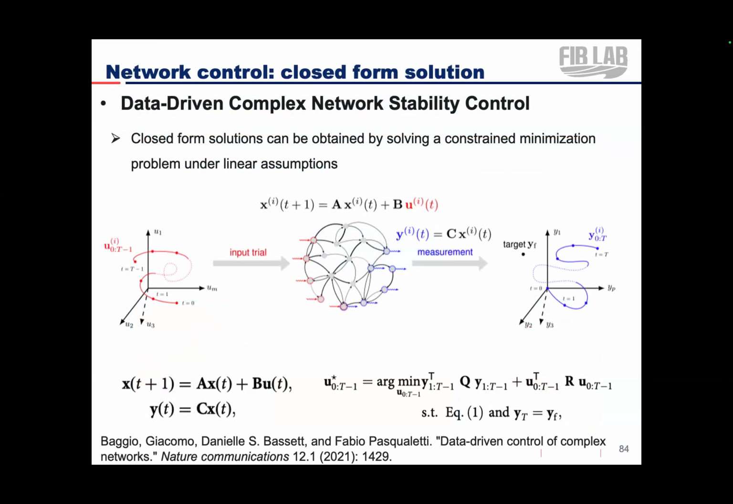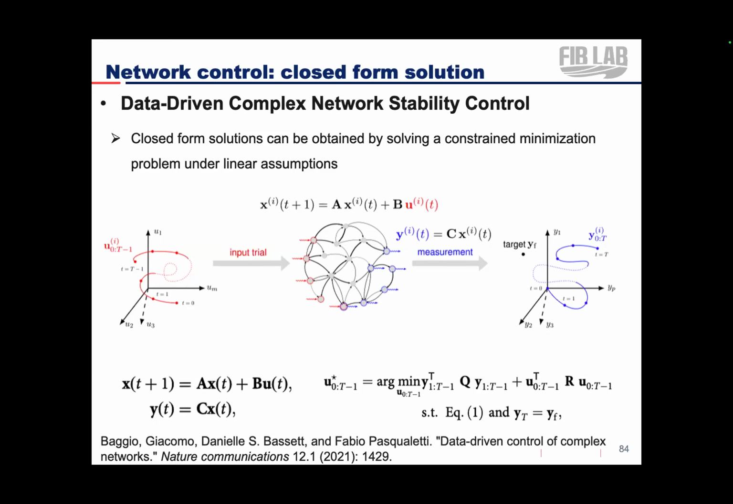So for the network control problem, traditional methods always favor closed-form solutions. This work deals with a problem called data-driven control. That means we do not know the exact form of the formula regarding the system we deal with. So the authors proposed closed-form solutions that can be obtained by solving a constrained minimization problem.